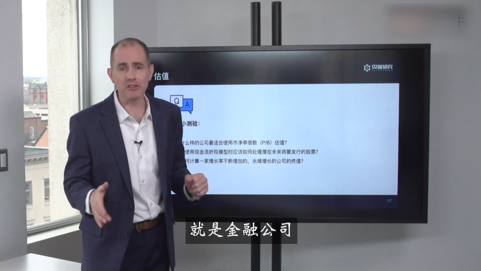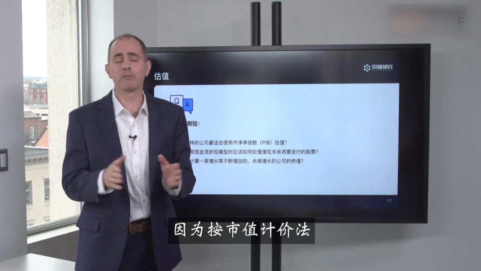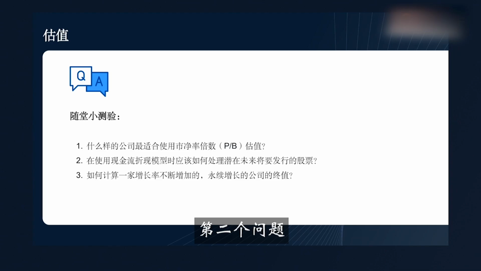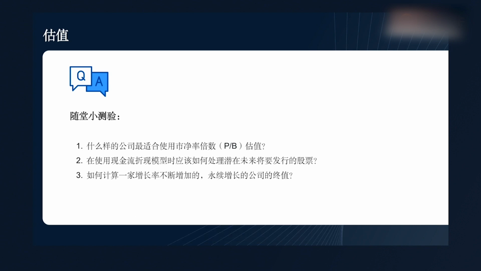Well, you should know this by now. It's financial companies because of mark-to-market accounting. Second question, how do you handle issuance of future shares in discounted cash flow valuation?